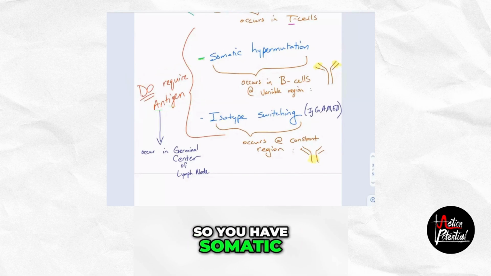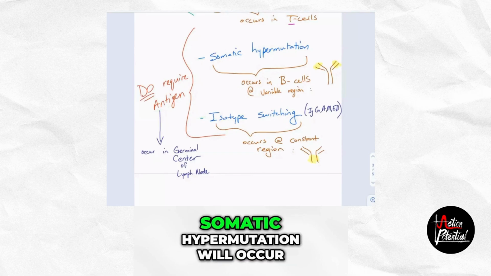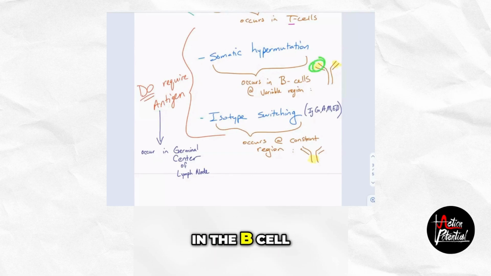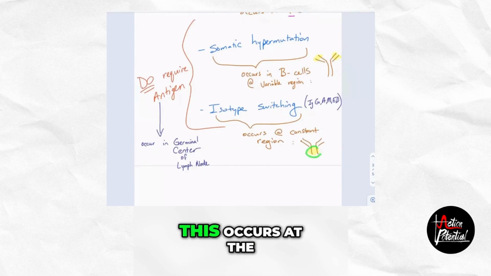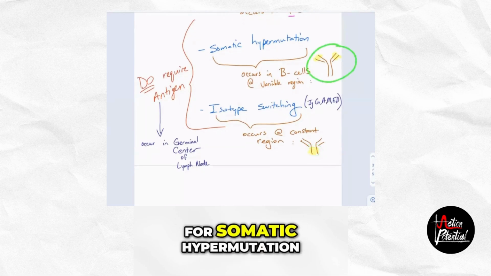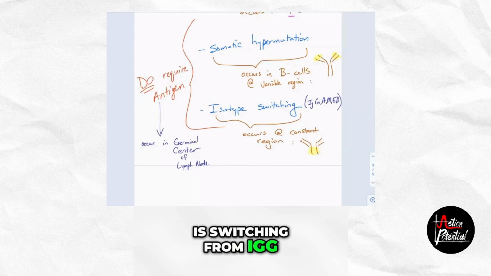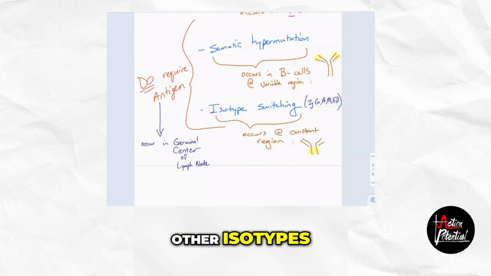And then lastly here, we're going to finish talking about the ways to improve your diversity with antigens. So you have somatic hypermutation and isotype switching. Somatic hypermutation will occur in the B cell variable region, whereas isotype switching, this occurs at the constant region. And so I drew out the variable regions for somatic hypermutation, and then I drew out the constant region for isotype switching. So isotype switching, all that is switching from IgG, IgA, IgM, IgE, or IgD, which spell out the mnemonic gamed, to one of the other isotypes.